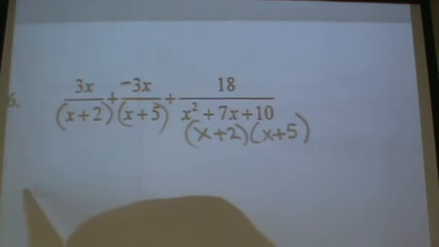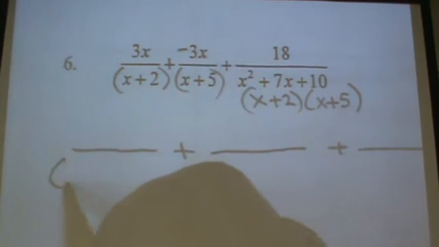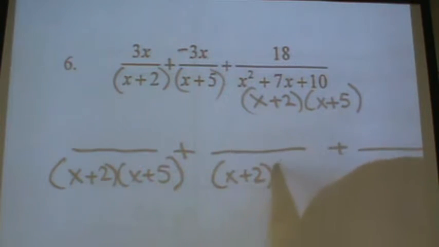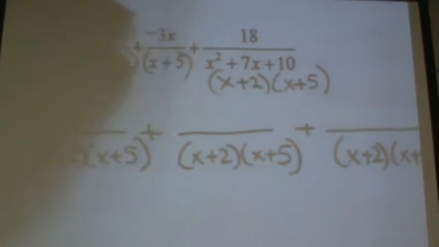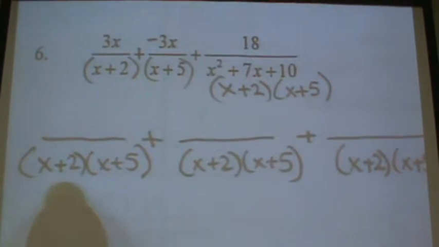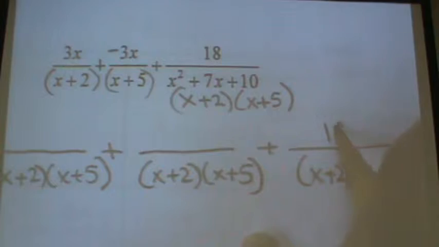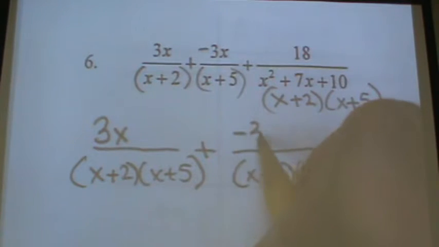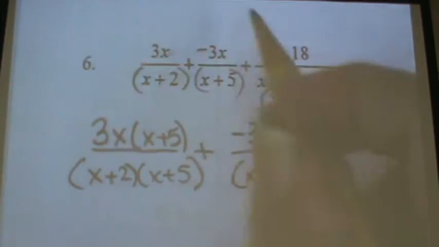So if we were to add these 3 fractions up, what's our common denominator? X plus 2, x plus 5. So my job is to turn these all into x plus 2, x plus 5 in the denominator. This third fraction is done. So what do I need to multiply 3x by and negative 3x here? What's missing here and here? X plus 5. And what's this piece missing?